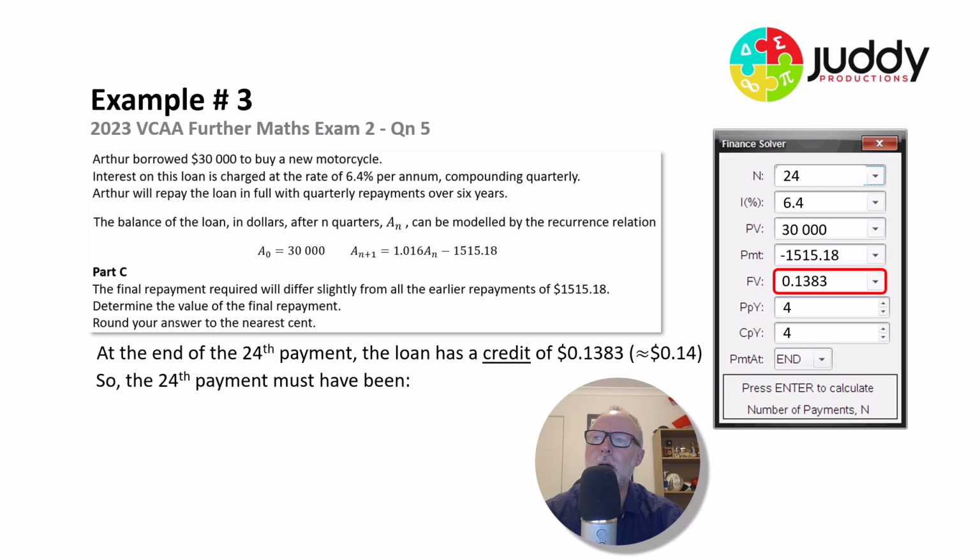So the 24th payment must have been initially a value of $1,515.18. However, we have a credit of 14 cents. So the final payment needed only to be $1,515.04.